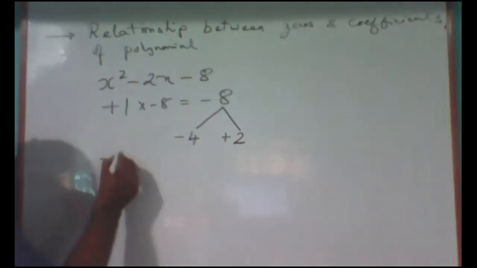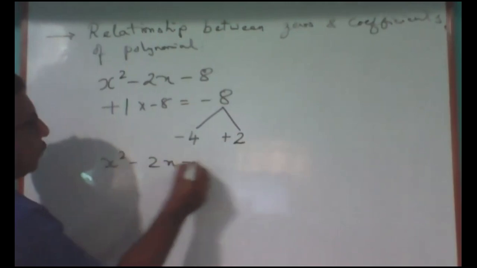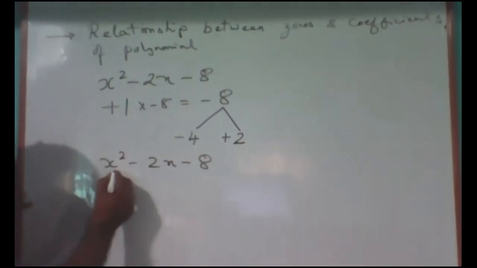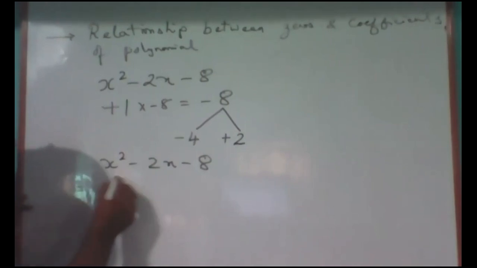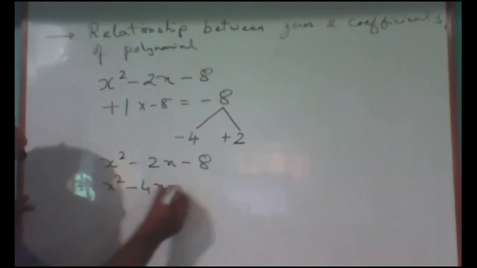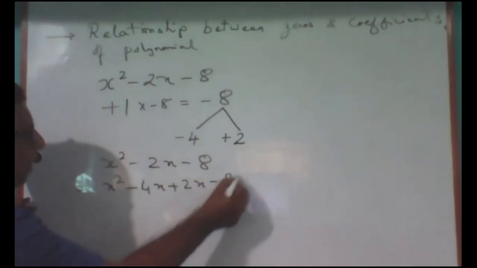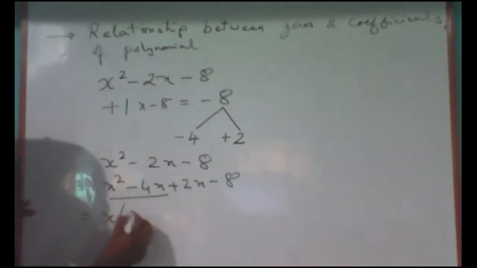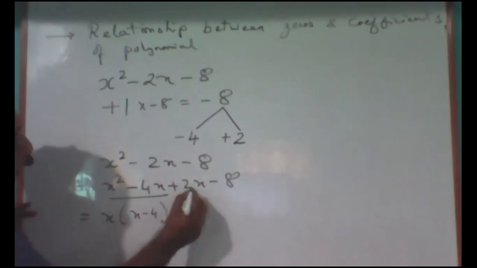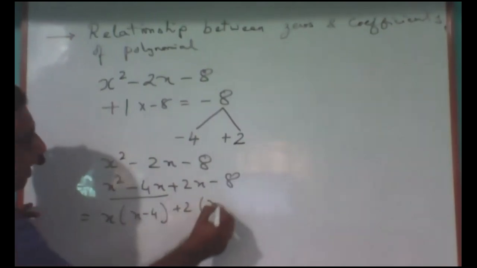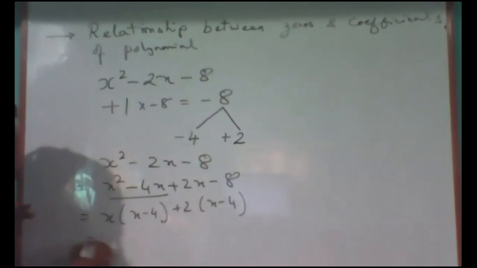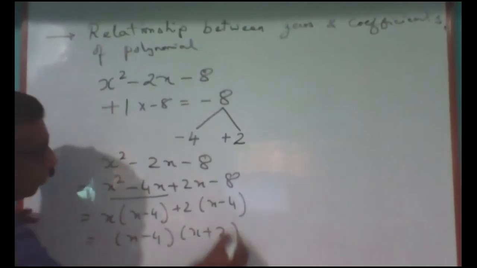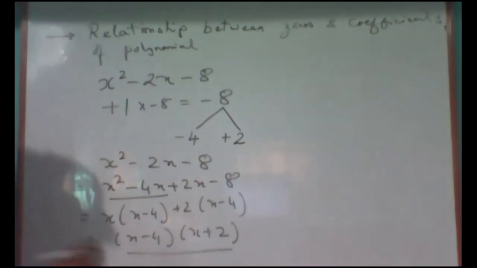Now just have a look at how I split. x square minus 2x minus 8. I will split it: x square minus 4x plus 2x minus 8. I will take a common. What is common? x. x into x minus 4, plus 2 common from here, x minus 4. So what is left out? x minus 4 and x plus 2. So this way I have factorized.